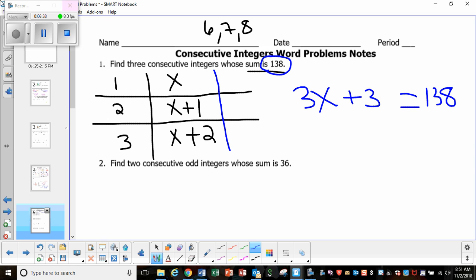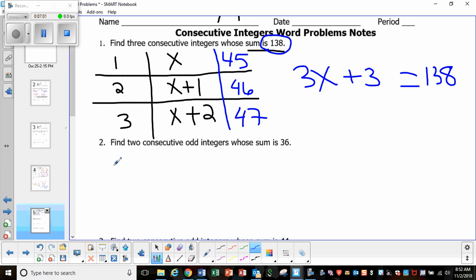What'd you get? She says 45. Antonio, is that what you were going to say? Okay, so if x is 45, x plus 1 is 46, and x plus 2, everyone, is 47. Now, are these consecutive? And is their sum 138? Yes, so you've done it correctly. Okay? All right, what about the next one?